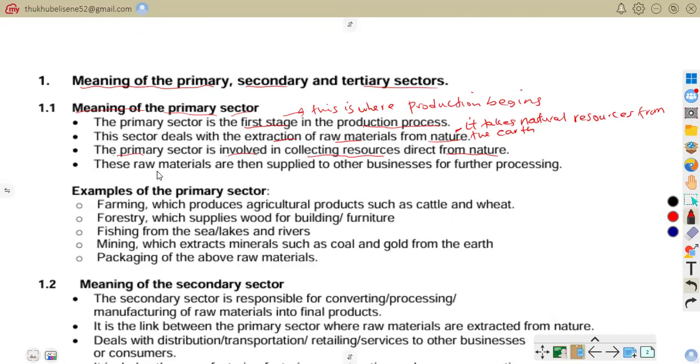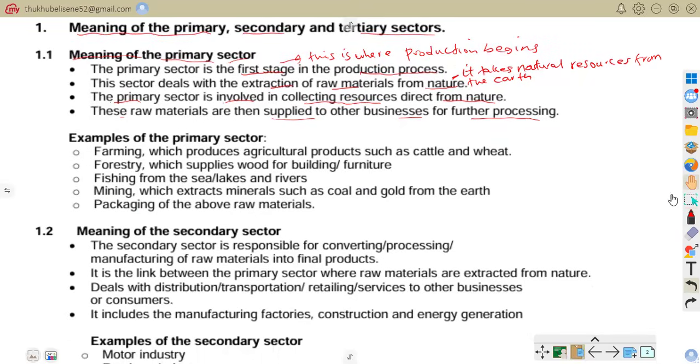Also, it says these raw materials are then supplied to other businesses for further processing. So these materials are sent to factories for processing. For example, farmers supply milk to a dairy factory so that they can now process it and turn it into a finished product, into a useful product. So hope we are together on that.